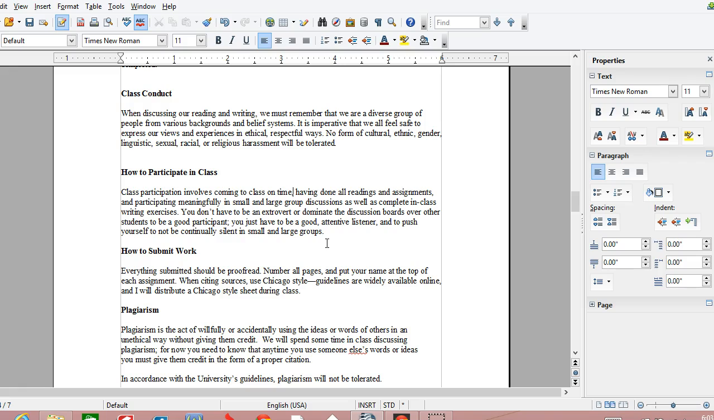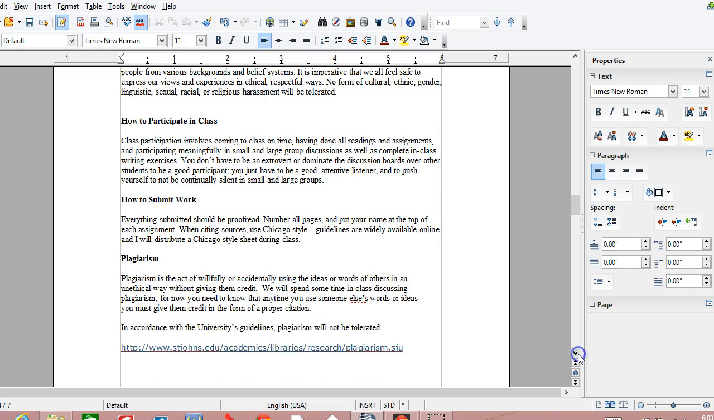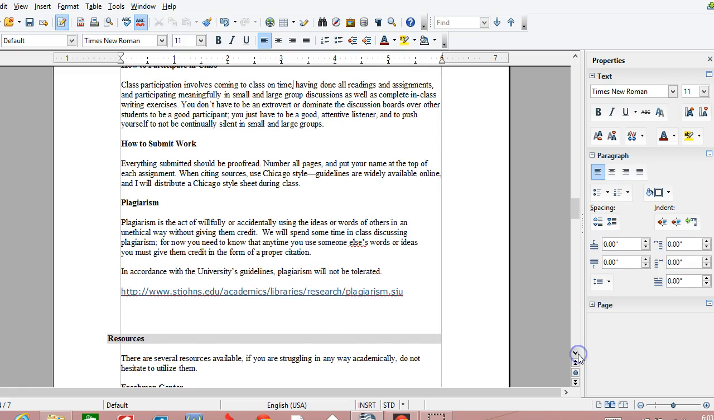How to submit work. Everything should be proofread. Number all pages, put your name at the top of each assignment. When citing sources, use Chicago style. Guidelines are widely available online. I'll distribute a Chicago style sheet to anyone who's interested, but you can find your own online. It's really not that hard at this point. You know what plagiarism is? Don't do it. St. John's has a very strict policy regarding plagiarism, and it will not be tolerated.